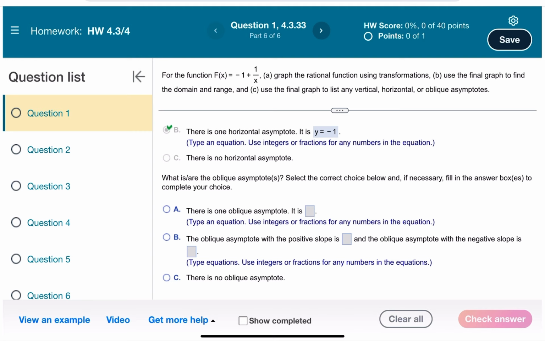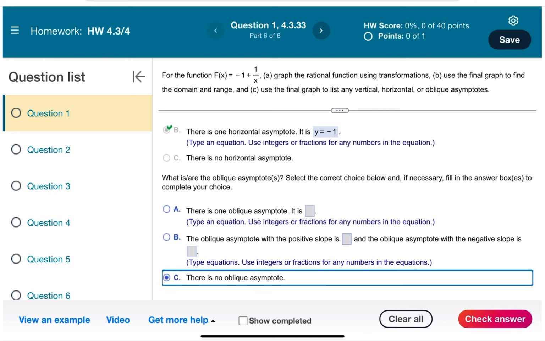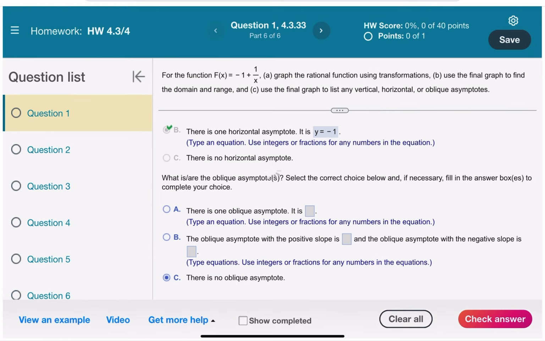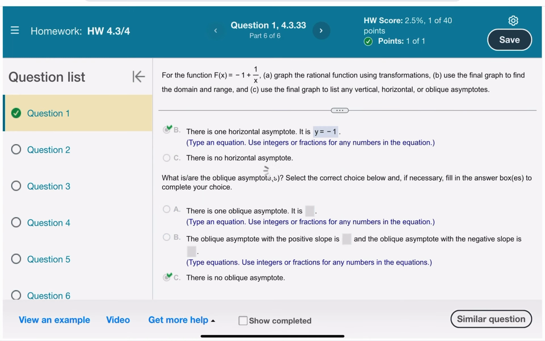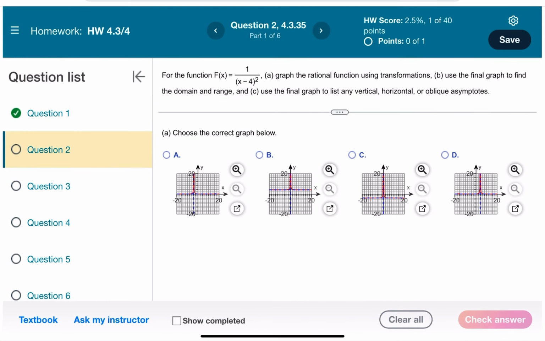Real straightforward here. Quick reminder, if there is a horizontal asymptote, there is no oblique asymptote, okay? We rarely, especially on the test, will not deal with oblique. Okay, so sorry if there is one here. If there is one, just skip it. Don't worry about it. You're still going to get most, if not all, of your points, okay?